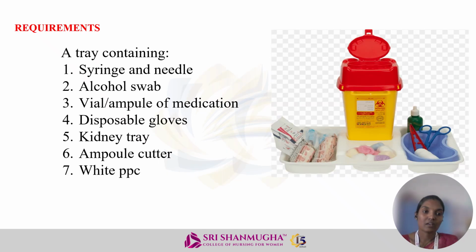Next, requirements. What are the articles needed for IM injection? A tray containing syringe and needle, alcohol swab, vial or ampules of medication, disposable gloves, kidney tray, ampule cutter, white PPC. These are all the things we have to follow while administering the IM medication.